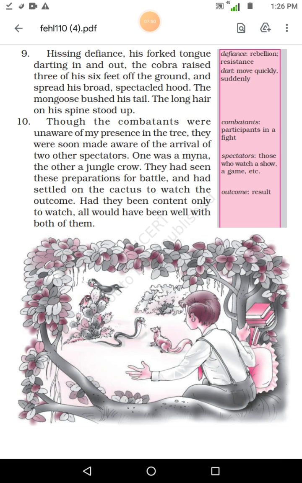Yes, there is a myna bird and there is also a crow. What is a crow and a jungle crow? Jungle crow means it will be a little bigger in size. Okay, a little bigger in size is the jungle crow.